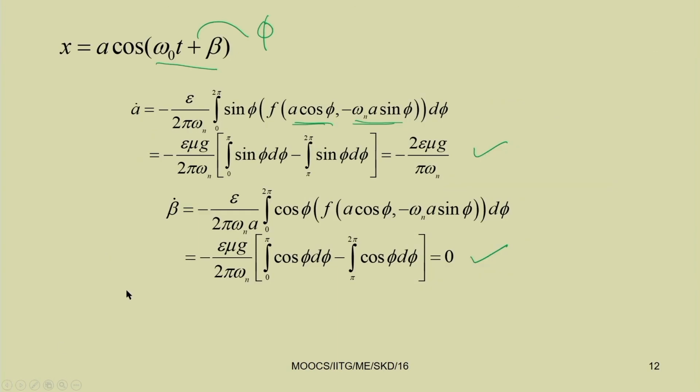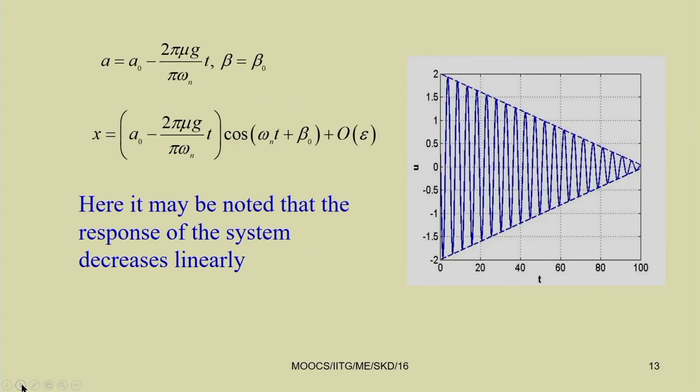So, you can see this by integrating a dot equal to this, a will be equal to minus 2 epsilon mu g by pi omega n t plus a 0. So, this part is constant, and the integration of this is into t, plus a 0. Now, by substituting these two, we can write x equal to a 0 minus 2 epsilon mu g by pi omega n t, cos omega n t plus beta 0, plus order of epsilon.